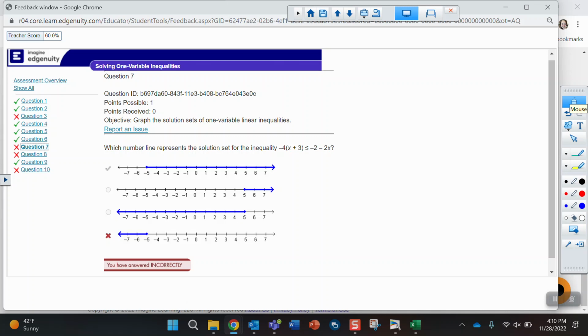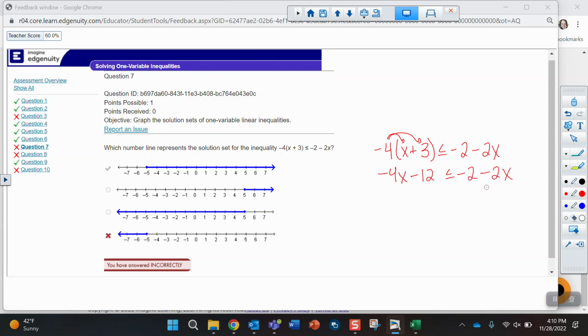Question 7, again, we're solving this inequality, so I'm going to go ahead and rewrite it out here. And it, again, looks like you have everything correct except for the shading. You went the wrong direction, so I'm wondering if it's that same error. First, I'm going to distribute. So that's negative 4x minus 12.